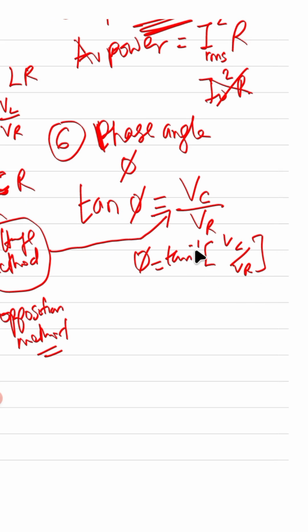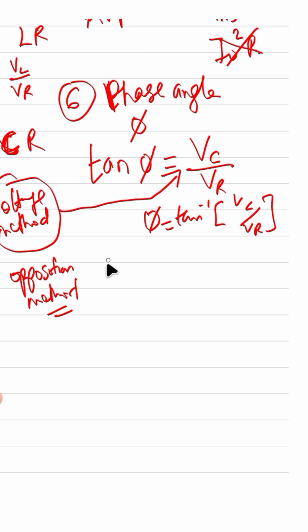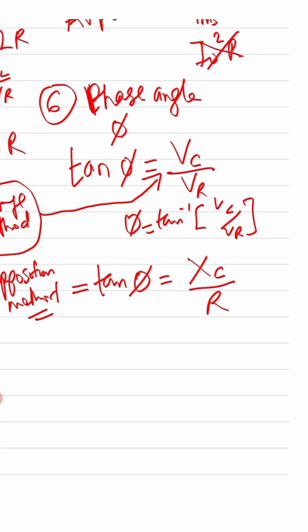Most times it will be very straightforward for you. They will give you something where you can easily do the tan inverse, because calculator is not allowed in JAMB. Hope you understand. But if you're using the opposition method, you're going to be using X_C and R. So tan phi will be equal to XC over R, with R always under. If you're using the voltage method, just put the V at the top, VC over VR. If you're using the opposition method, tan phi is XC over R. Then just go and do the tan inverse and get your answer.